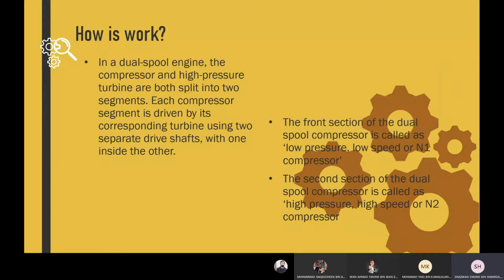How does it work? In a dual spool engine, the compressor and high pressure turbine are both split into two segments. Each compressor segment is driven by its corresponding turbine using two separate drive shafts, with one inside the other. The front section of the dual spool compressor is called the low pressure, low speed or N1 compressor. The second section is called the high pressure, high speed or N2 compressor.